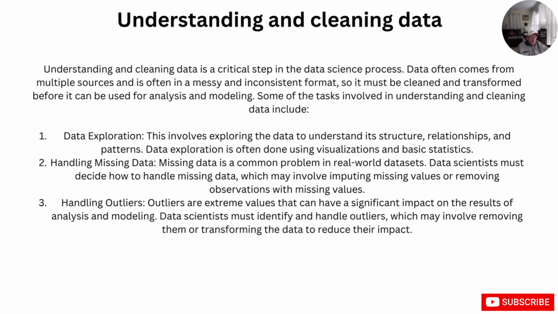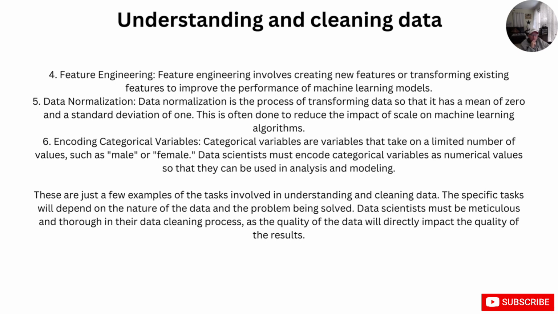Outliers are extreme values that can have a significant impact on the results of analysis and modeling. Data scientists must identify and handle outliers, which may involve removing them or transforming the data to reduce their impact. Number four, feature engineering. Feature engineering involves creating new features or transforming existing features to improve the performance of machine learning models.